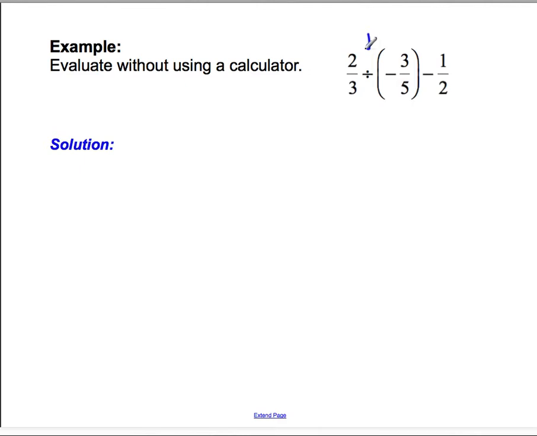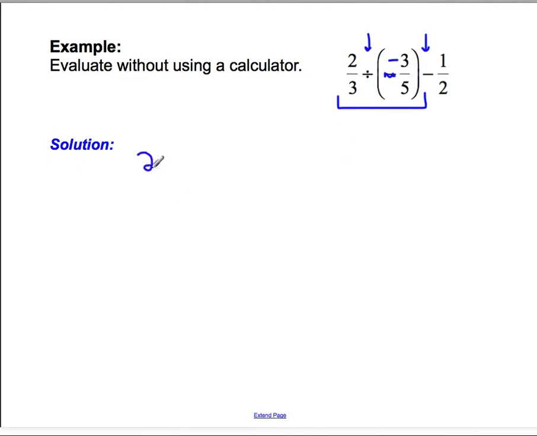So here I have two operations. I have a division and I have a subtraction. So I know I have to do my division first. So let's just cross this out and put our negative to the top. I guess it really doesn't matter because we're going to flip it anyways, aren't we?